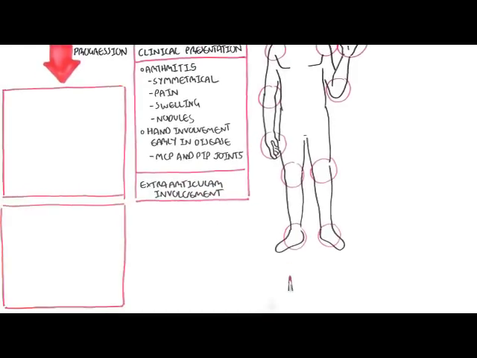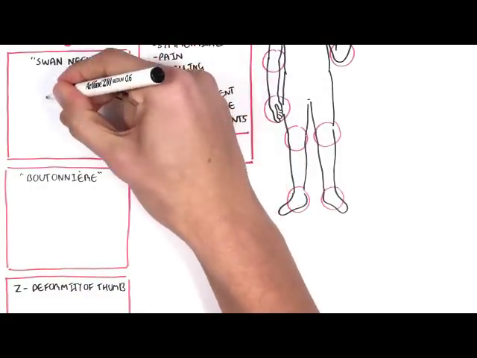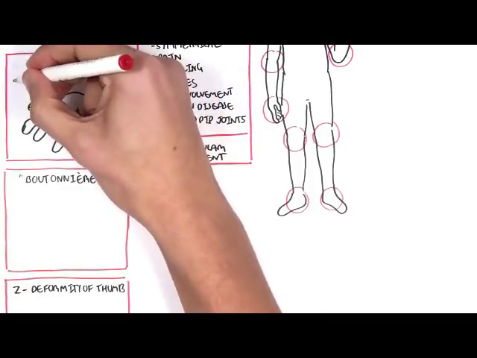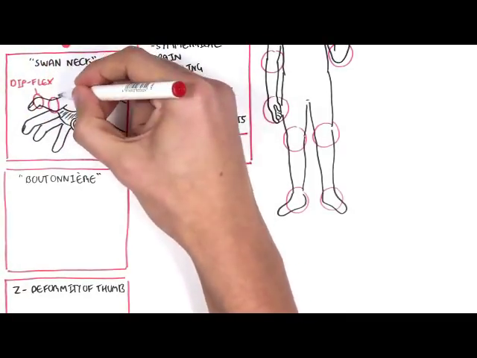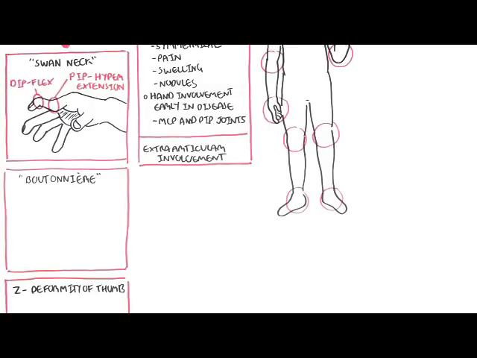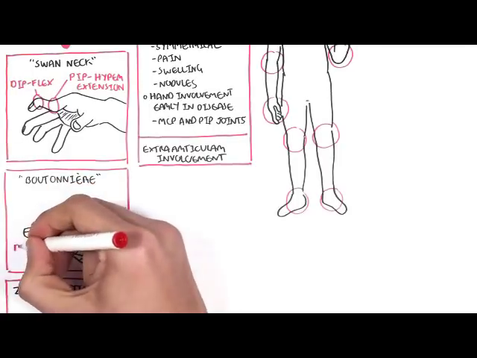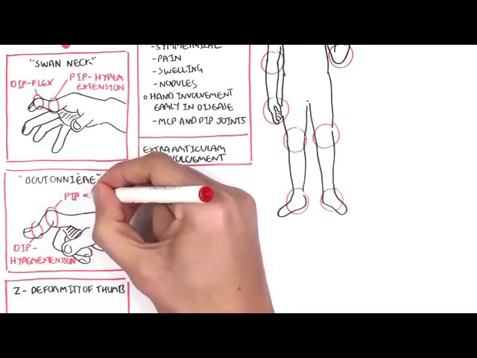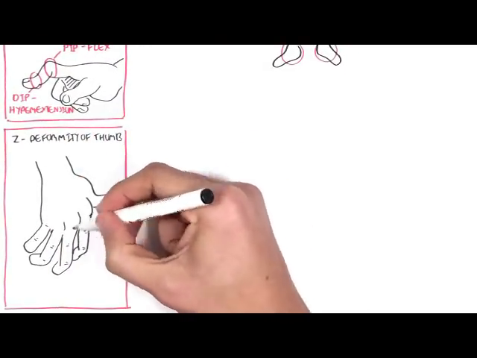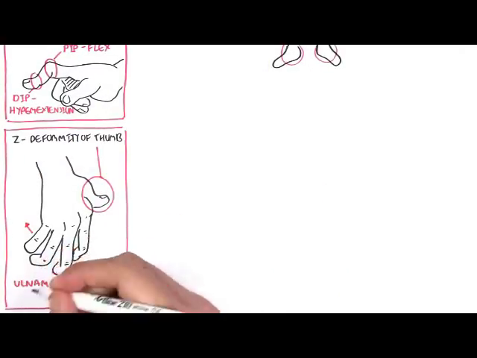But as the disease progresses, you can have other features occurring in the hands. These are swan neck, boutonniere, or Z deformity of the thumb. In swan neck, you have the distal interphalangeal joints flexed, but the proximal interphalangeal joints hyperextended. In boutonniere, it's the opposite. You have the distal interphalangeal joints hyperextended and the proximal interphalangeal joints flexed. The Z deformity of the thumb is essentially the thumb looking like a Z. It's sort of bent, hyperextended. The hands can also deviate medially. This is referred to as ulnar deviation.